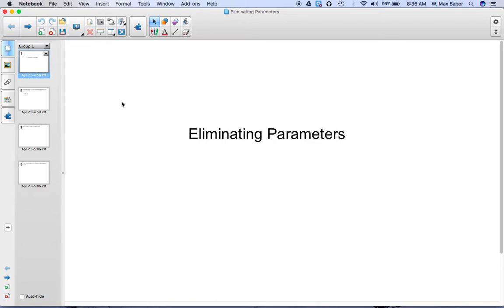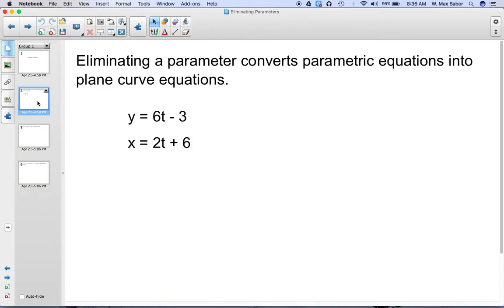How do we eliminate parameters from parametric equations? Eliminating a parameter converts parametric equations into plane curve equations. Because we're more used to plane curve equations, this makes them easier to graph. Essentially, eliminating a parameter means t should not be in our answer. There should be some equation relating y and x. That would be a plane curve, and we want to get rid of t.